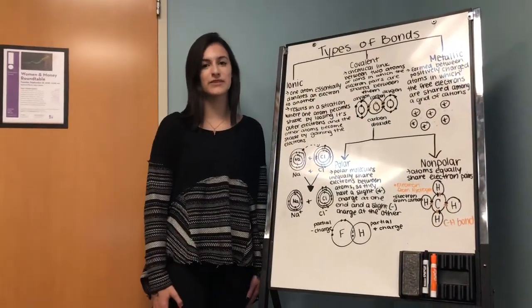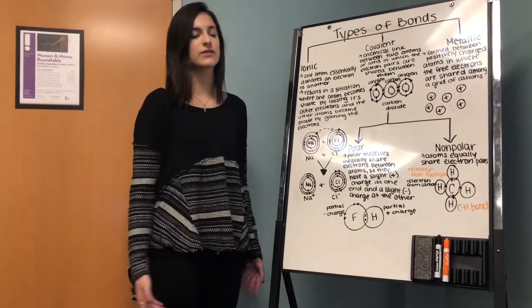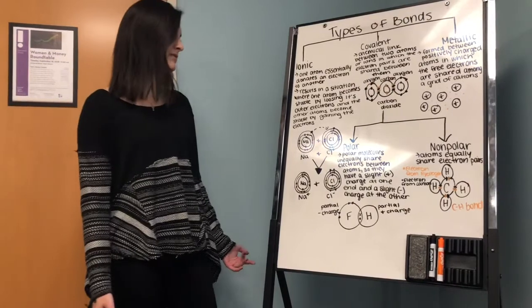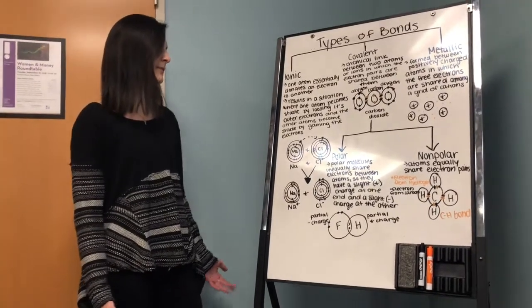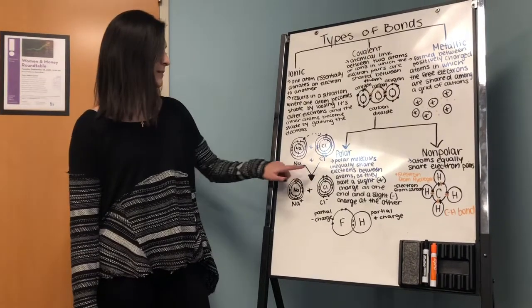The first type of bond we are going to be discussing is an ionic bond. An ionic bond occurs when one atom essentially donates an electron to another. This results in a situation where one atom becomes stable by losing its outer electrons and the other atom becomes stable by gaining the electrons. This is a diagram of an ionic bond between sodium and chlorine.